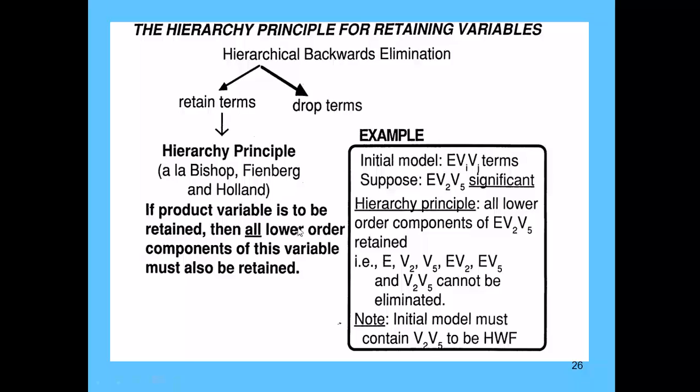And this idea is called the hierarchy principle. It's clearly related to the hierarchically well formulated model, HWF. It says if a product variable is to be retained, then all lower order components of this variable must also be retained. That's what it says. So that's another sort of rule. But it relates to HWF. As you're going through the process, you have to keep the model HWF. If you drop something, then you're back in Never Land or something. Shouldn't be doing that. Okay? Questions? Are you awake?